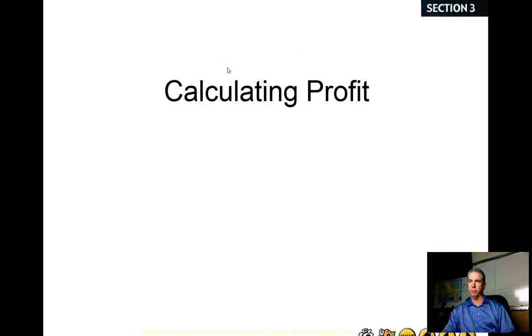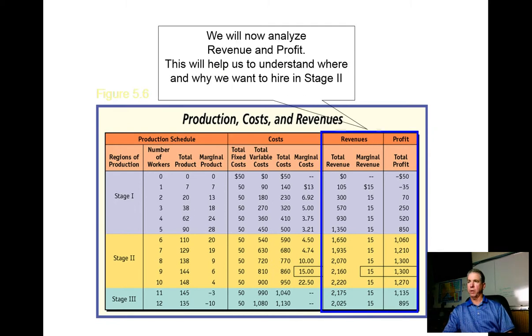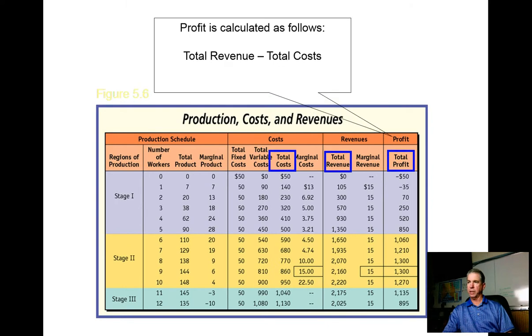All right, calculating profit. Here we go. So, quick review again. Chapter 5-3, we're looking at cost and revenue to determine where we're going to hire in Stage 3. And right now we are going to focus on profit. We took a look at revenue in that previous video, and so here we are taking a look at profit. So how to calculate profit? Well, the components are total cost and total revenue to equal total profit. So total revenue minus the total costs will equal the total profit.